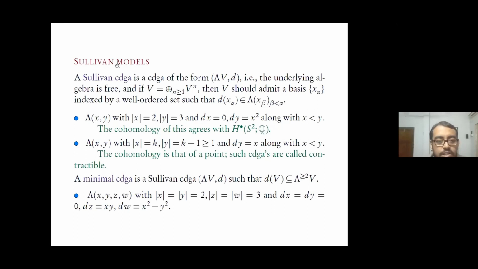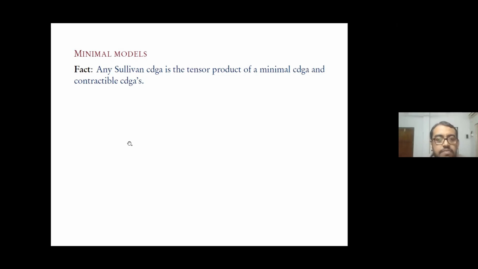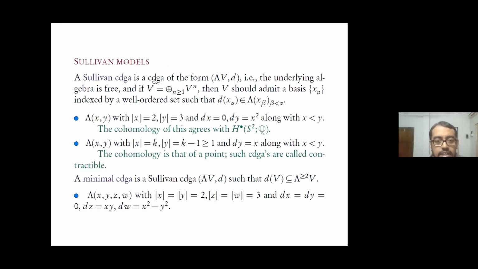So the point is, what is the difference between a Sullivan CDGA and a minimal CDGA? Maybe I'll talk about this connection in the next talk a little bit. The point is that there's this algebraic fact that any Sullivan CDGA is basically a tensor product of a minimal CDGA and a bunch of contractible CDGAs. You can take the tensor product of these two, and that is still going to be a Sullivan CDGA. But in the cohomology, the contractible part doesn't contribute; it contributes a k in degree 0. So it's still the cohomology of the minimal part. That is precisely the statement that any Sullivan CDGA is a product of a minimal CDGA with a bunch of things of this kind.